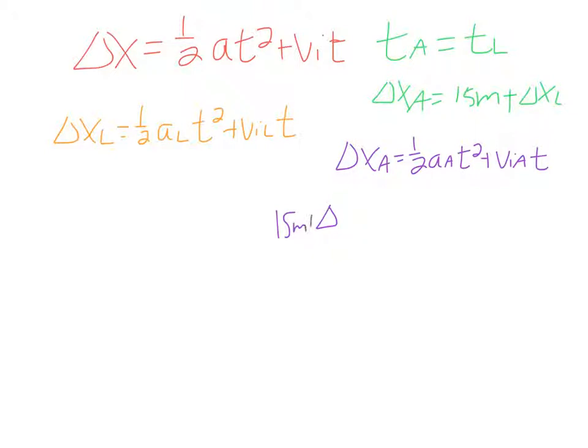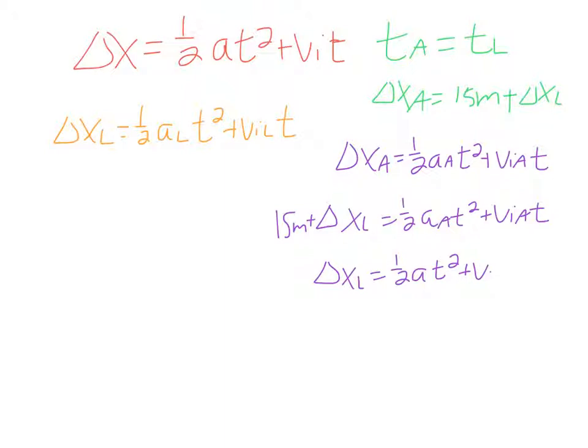15 meters plus delta XL equals 1/2 a t squared plus V initial a t. And then bringing the 15 over to the other side, delta XL equals 1/2 A T squared plus V initial A T minus 15 meters. This gives me two equations with two unknowns. So I don't know my delta XL, I don't know my T's.